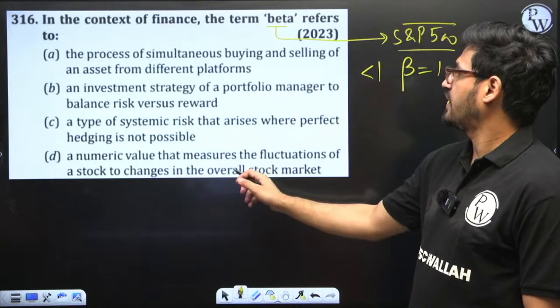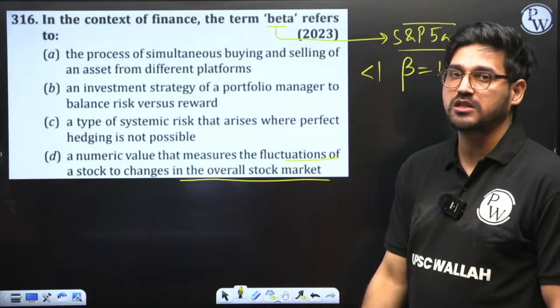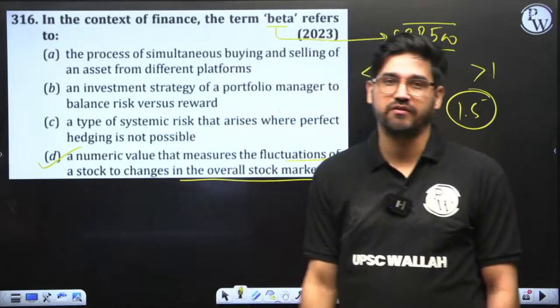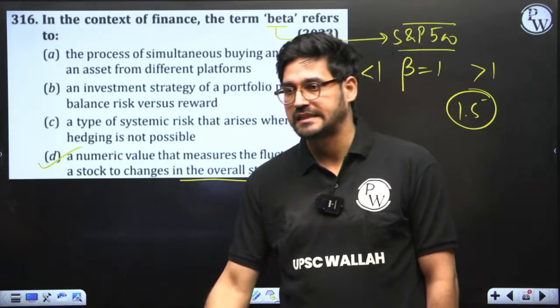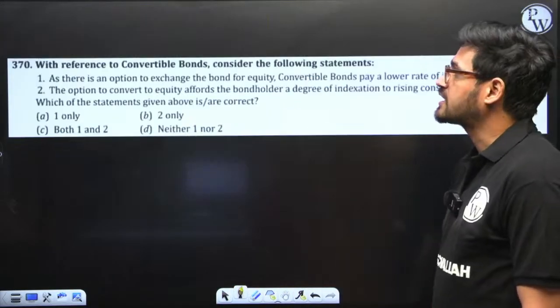Beta is a numeric value that measures fluctuations of a stock to changes in the overall stock market. Once again, a question based out of current affairs. Answer is D. Move to the next one.